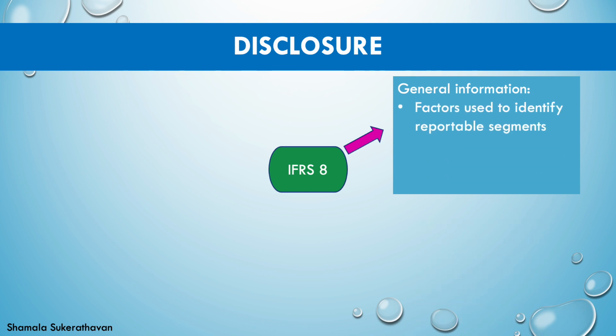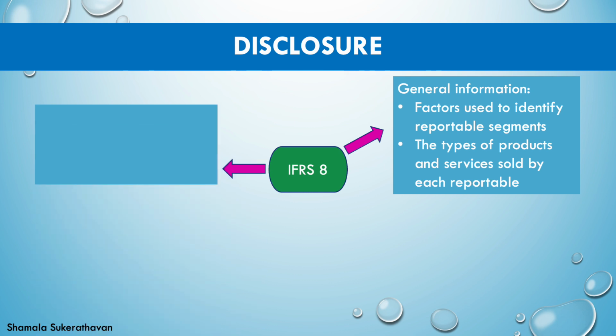1. Factors used to identify reportable segments. This shall include the judgments made by management in applying the aggregation criteria if two or more operating segments are combined. 2. Types of products and services from which each reportable segment derives its revenue.